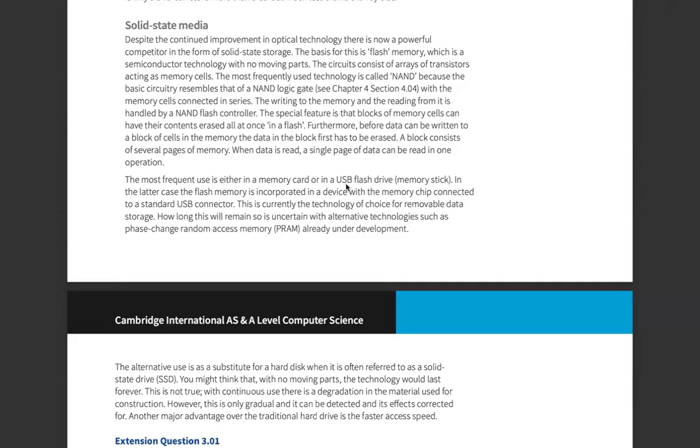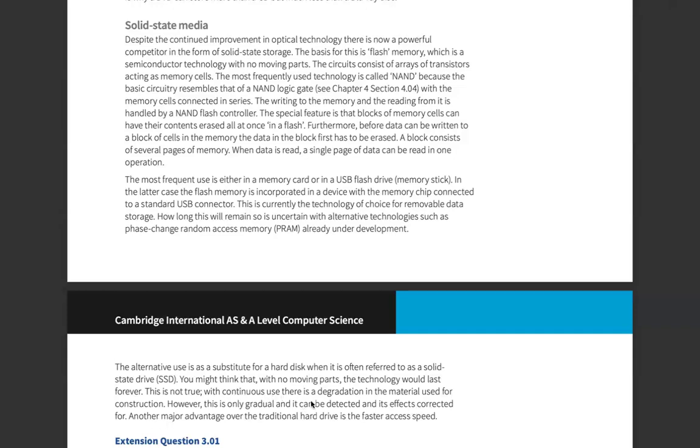එතන තියෙන basic ම දේ and the most important thing is there's no any moving parts මුකුත් නැහැ මේකේ. The technology would last forever. ඒක නිසා මේක දිගටම තියෙනවා. This is not true with continuous use. There's a degradation in the material used for construction. However, this is only gradual and it can be detected and its effects corrected for.